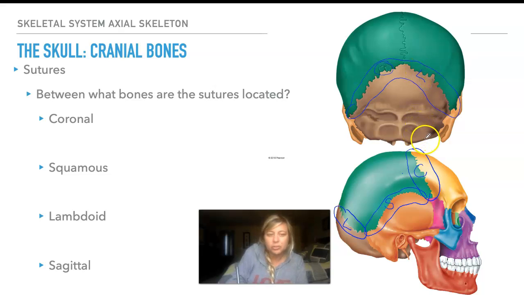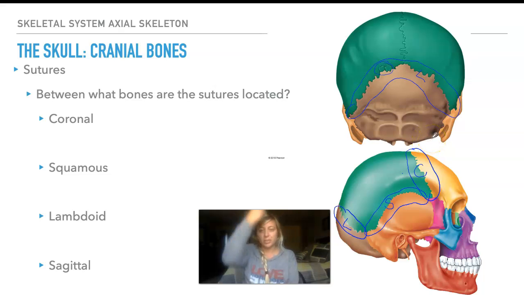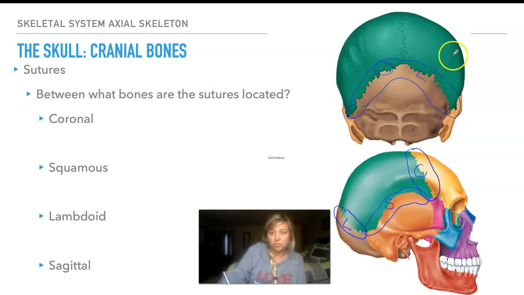And then the last suture is the sagittal suture. Just like a sagittal cut cuts the body into right and left halves, the sagittal suture cuts the skull into a right and left half. You can see the back part of it in this view. It would be running across the top of the head in this picture. You really can't see it from this view very well, but it would be there.